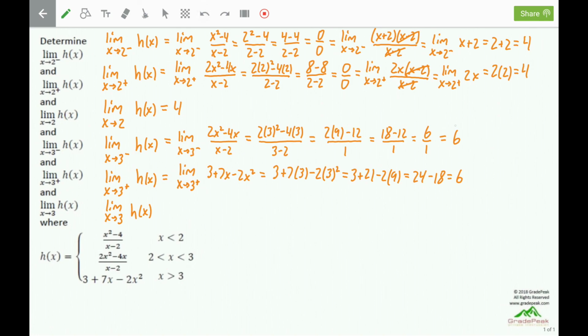So if we compare the results of the left and right side of 3, they both came out to a 6, and therefore the two-sided limit will be that same result, and it will be a 6. And there's the results of all of those separate limits.